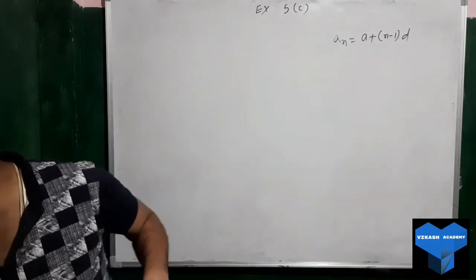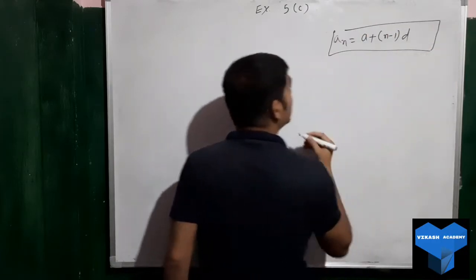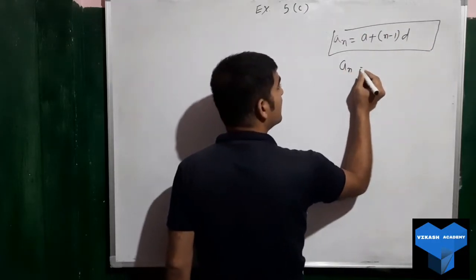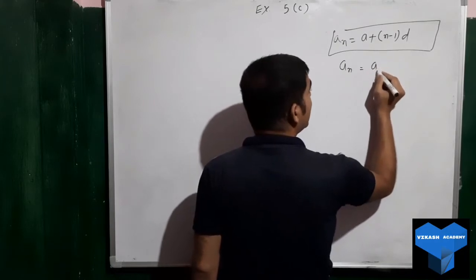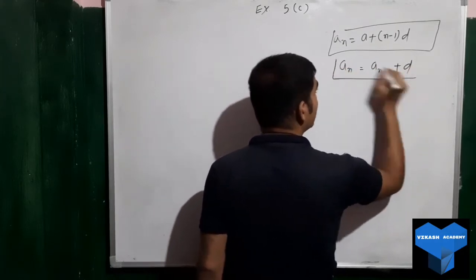Then there is one more formula you will see here. When we have to find the nth term, there is also one formula: an is equal to a(n minus 1) plus d. So this formula is also there.